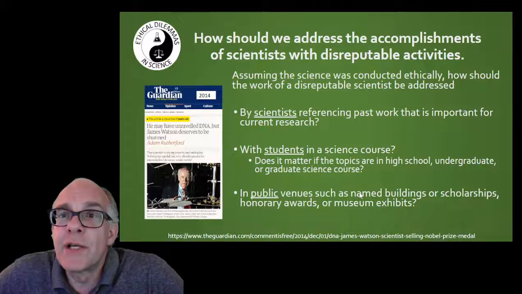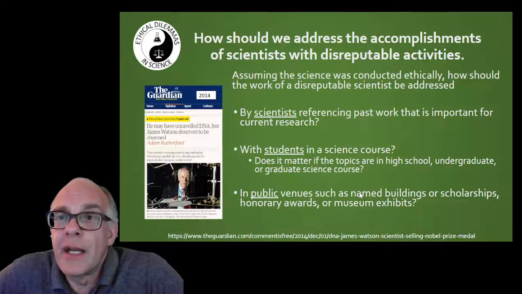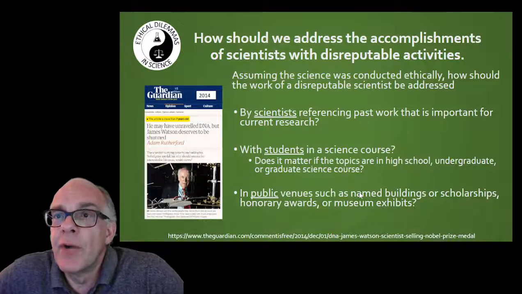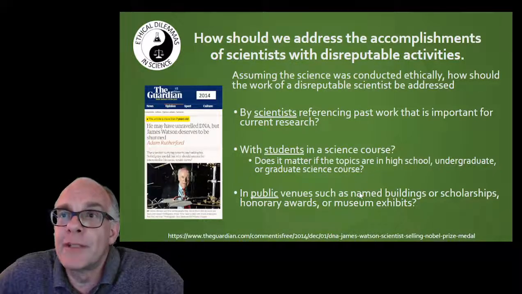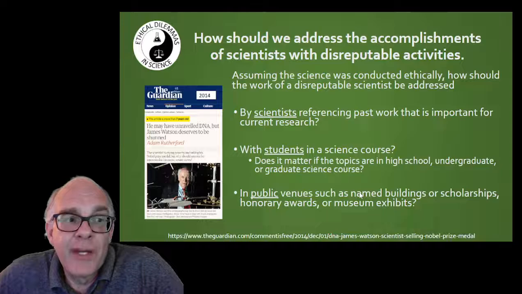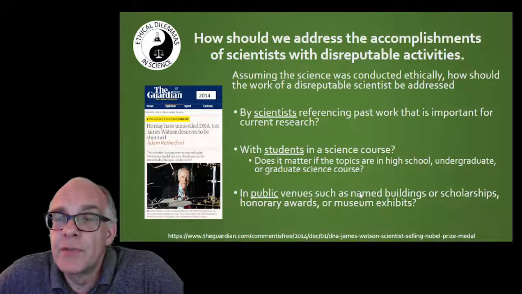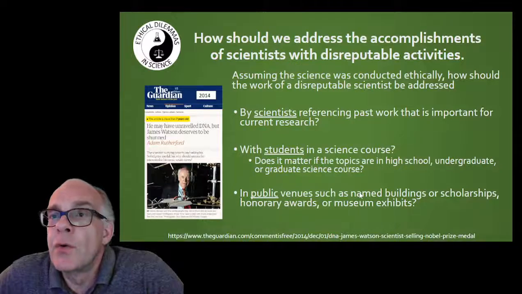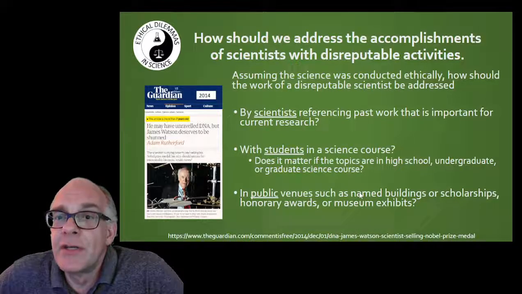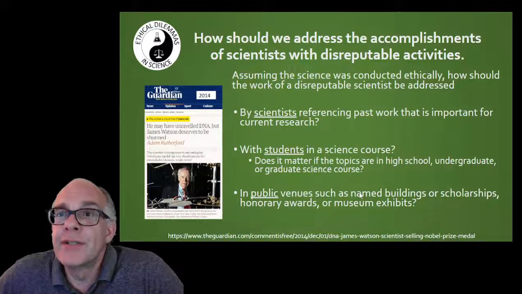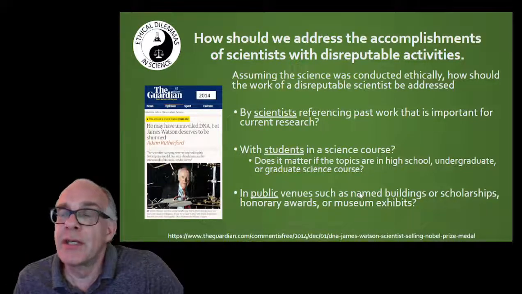We talk about the Watson and Crick DNA molecule, the DNA model. How do we address that when we recognize the troubling statements that Watson has made about important individuals within our society? What do we do in public venues, such as named buildings, universities with residence halls and science halls that are named after people, scholarships that are named after people, honorary awards, museum exhibits? What do we do with that? Do we erase those individuals from history, or do we put an asterisk in and try to explain what their viewpoint was and why that viewpoint is troubling to us today?